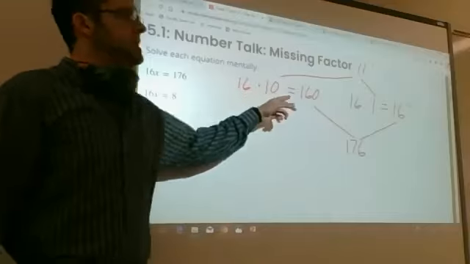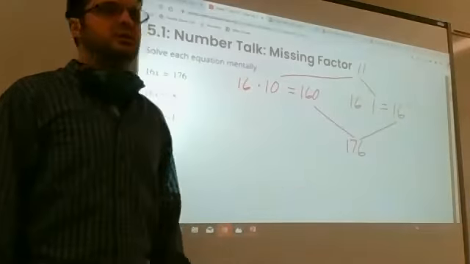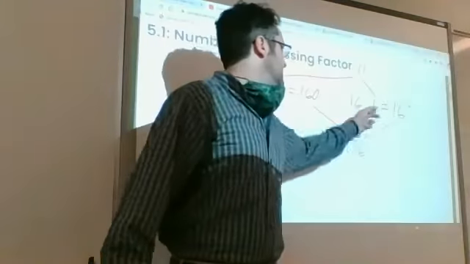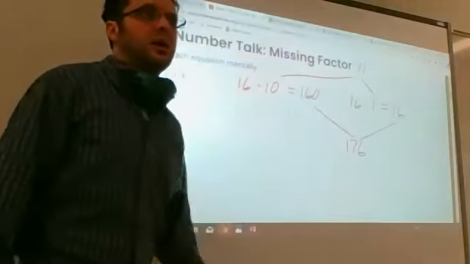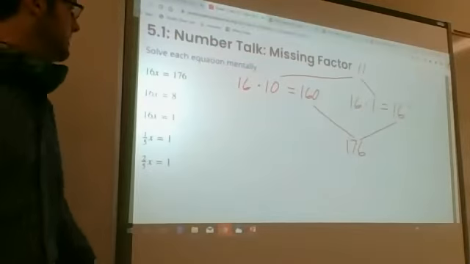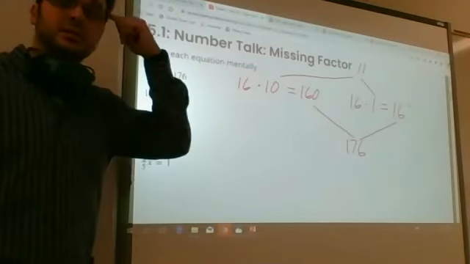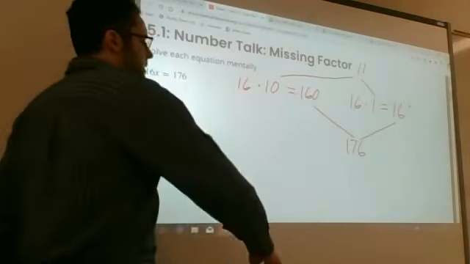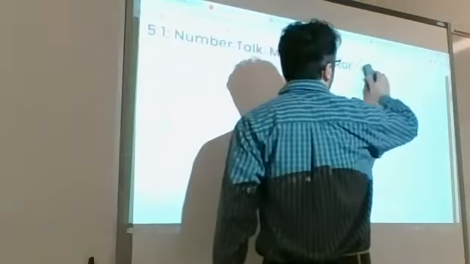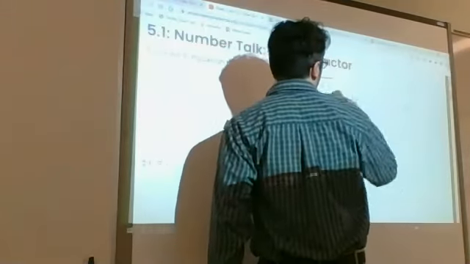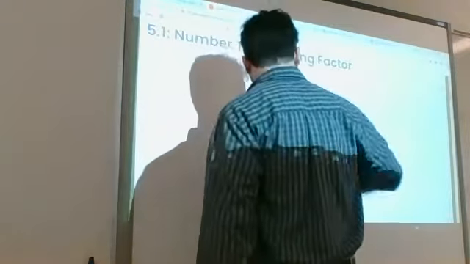Okay. Because 16 times 10 is easy. Just add a 0 after it. And 16 times 1 is easy. It's 16. Any number times 1 is the same number. So that's the mental math trick way. So let's see what we can do with some of the rest of these.